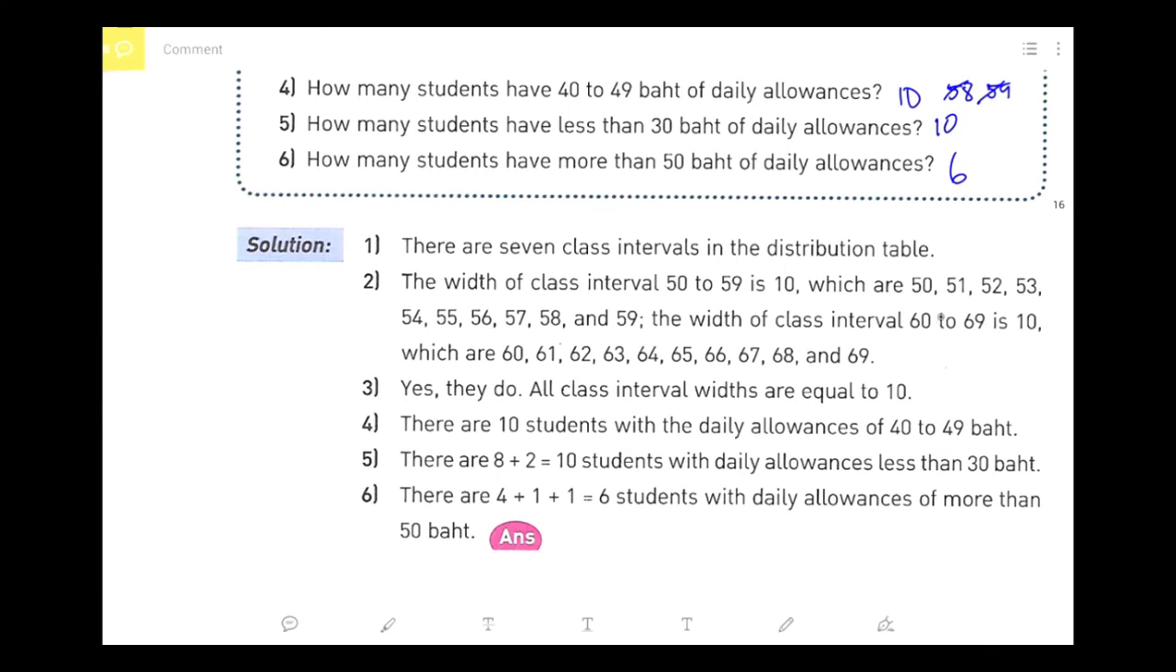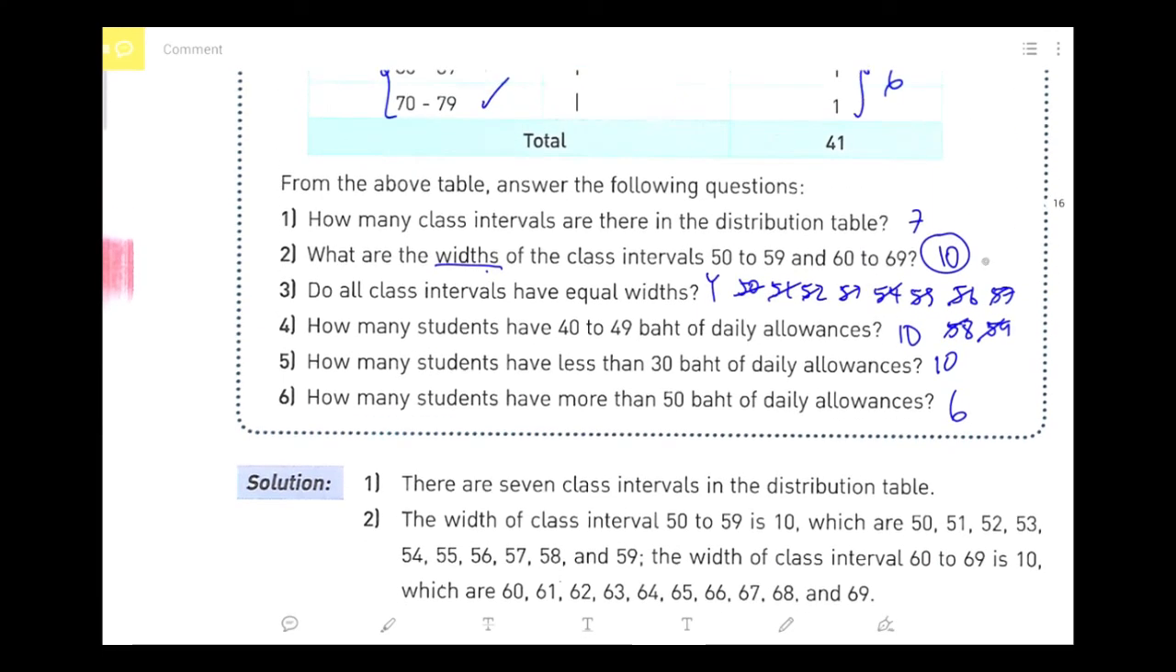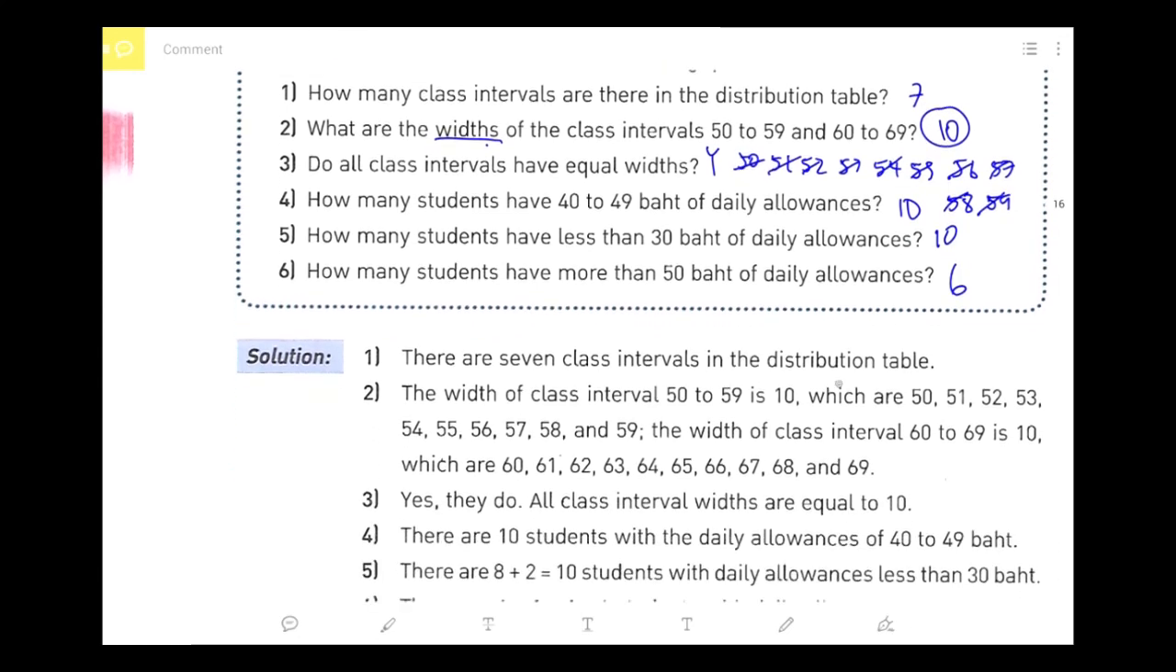Oh yeah, we have the same, right? We have the same. This is the solutions, but this is how to do it.